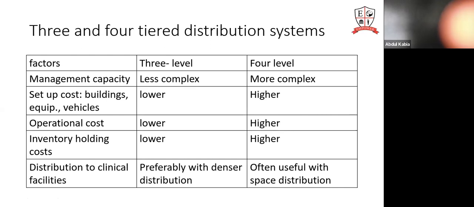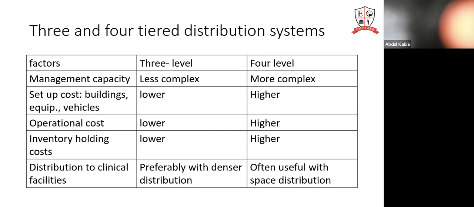So for 3 and 4-tier distribution systems, you see, the more levels you put in, the more complexity, even in management capacity. Once you have 4 levels, it's more complex. How can you manage from level 1 to the central level? So the more the levels, the higher the complexity. Even the setting up cost: you have to erect buildings, and buy the equipment, the vehicles, and cover the operational cost. You have more levels, so you operate at higher cost.